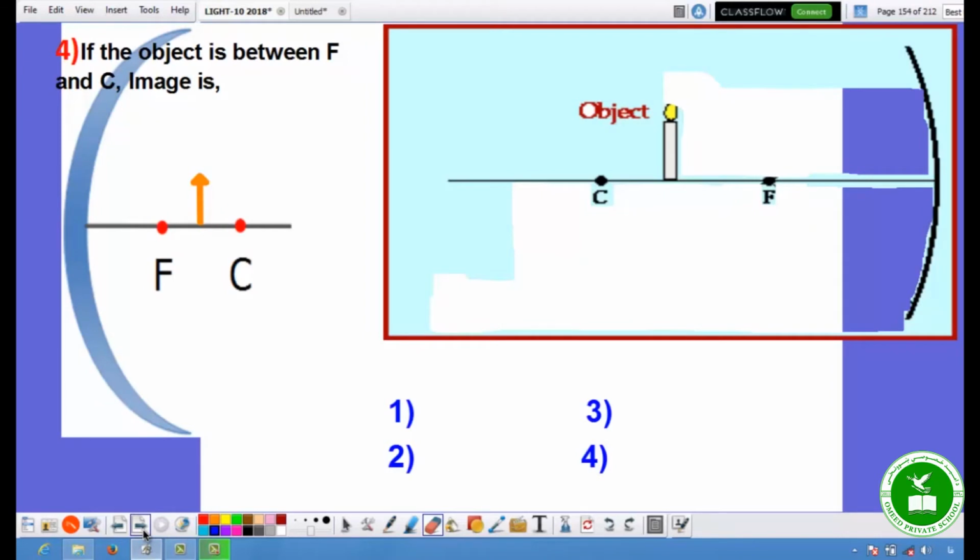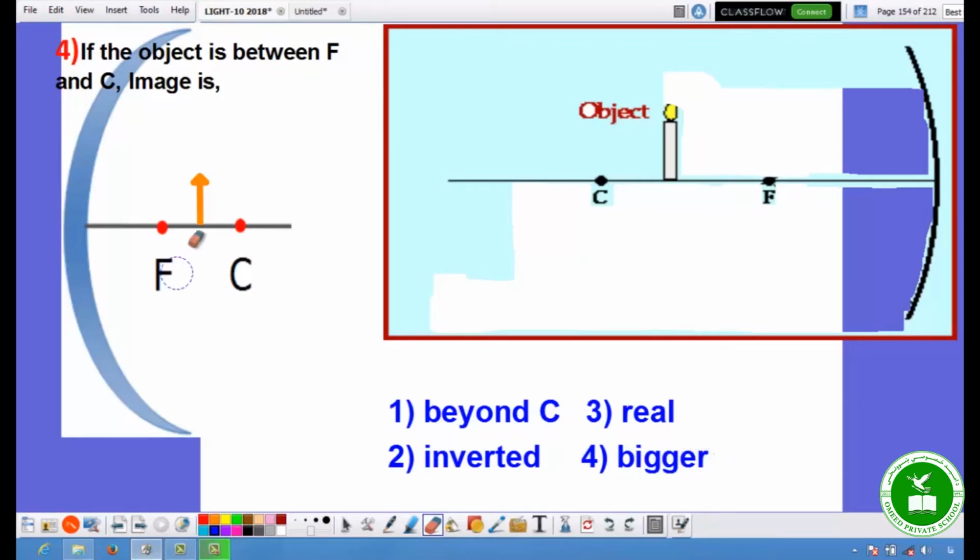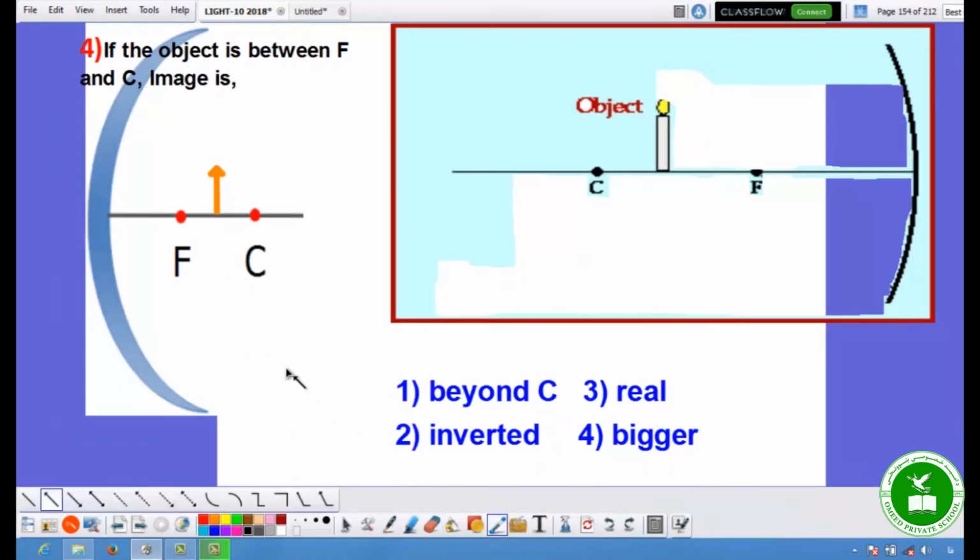Fourth, if the object is between F and C, how will the image be? Okay, let me show you the properties of the image. First property is that it will be beyond C, it will be real, it will be inverted, and bigger than what? It's bigger than the object. Okay, let's try to draw the image.